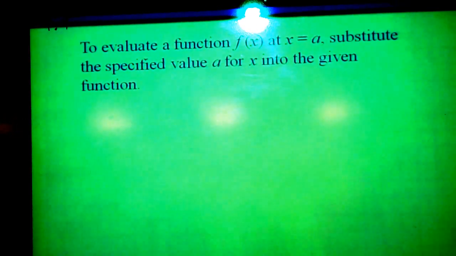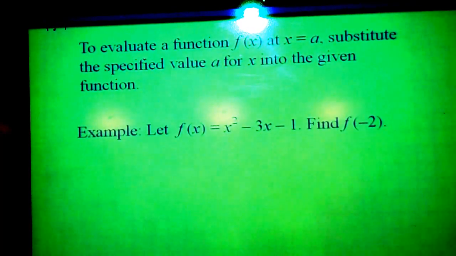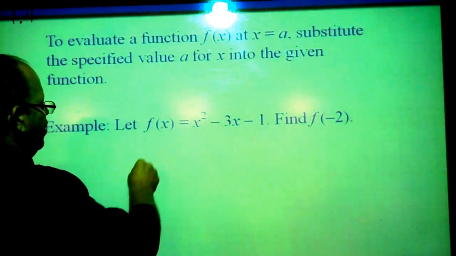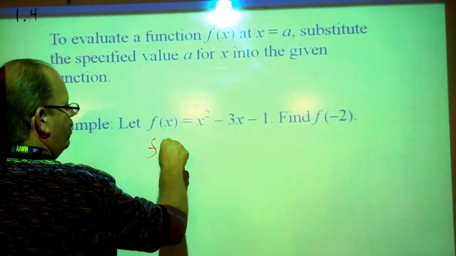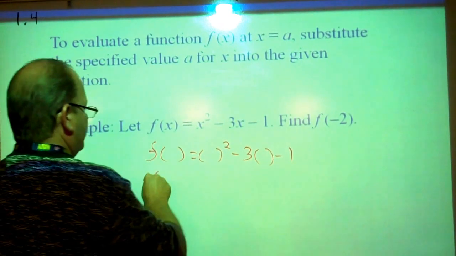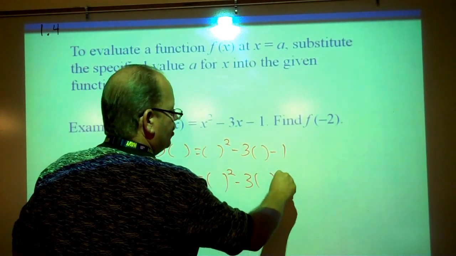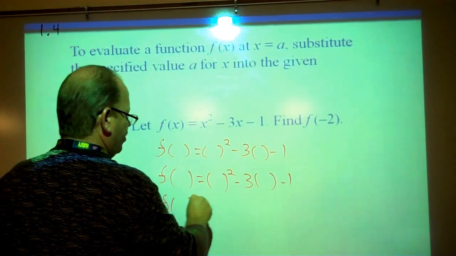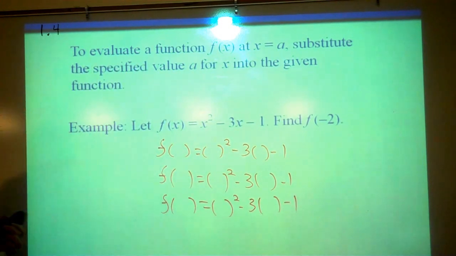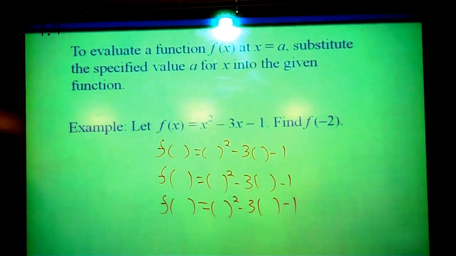To evaluate f of x at some point, I'm simply going to write out this equation. If I have to evaluate this at 3 different places, I'm going to write it 3 different times. You see it doesn't take a lot of time when you're doing this over and over again.